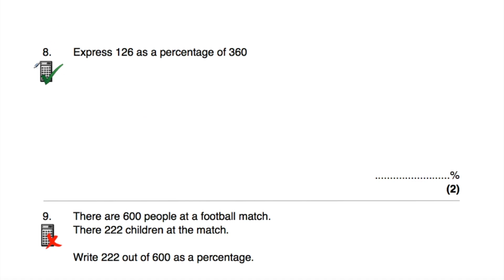Okay, question number 8, again, it's another calculator question, and we've been asked to express 126 as a percentage of 360. So let's write it as a fraction to begin with, 126 out of 360, or over 360. And I'm going to change that fraction into a decimal. Now, I tend to just do the numerator divided by the denominator, so I would just do 126 divided by 360 and press equals. That gives me an answer of 7/20, and then whenever I write that as a decimal, that would be 0.35. So I've just taken the numerator and divided it by the denominator.